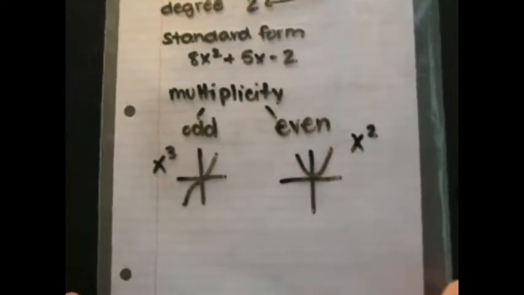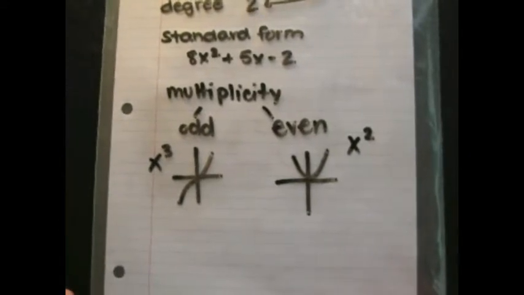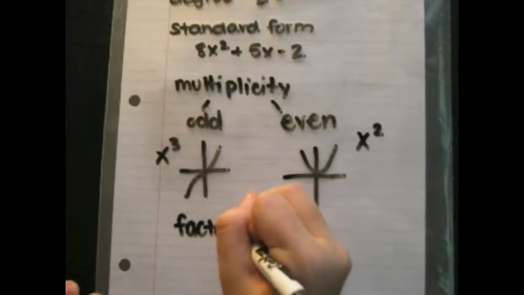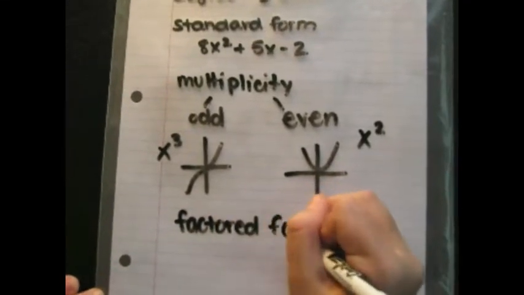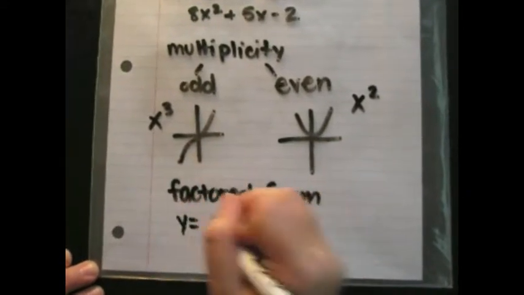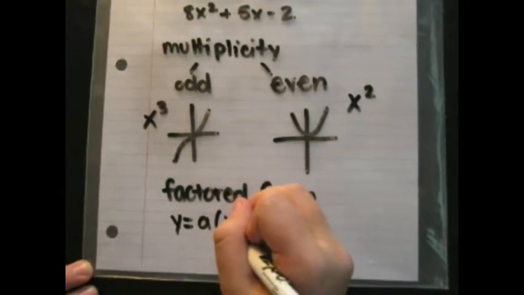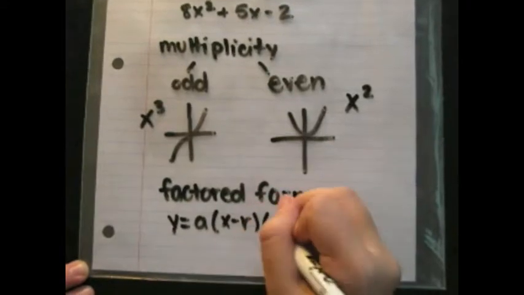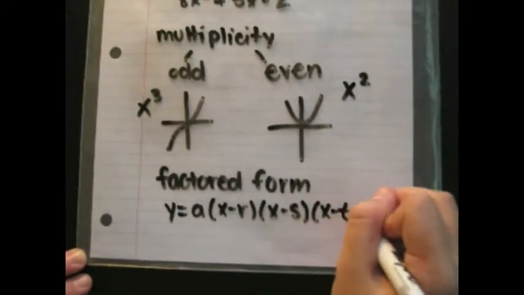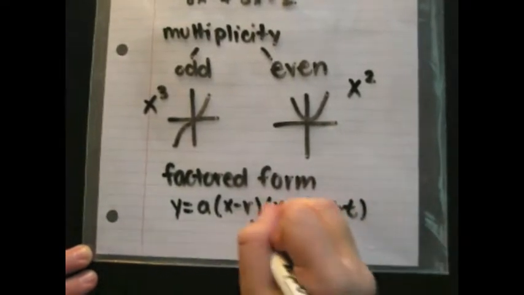When graphing polynomial equations, it is easier to put it in factored form. Factored form is y equals a times x minus r times x minus s times x minus t, where r, s, and t are roots.